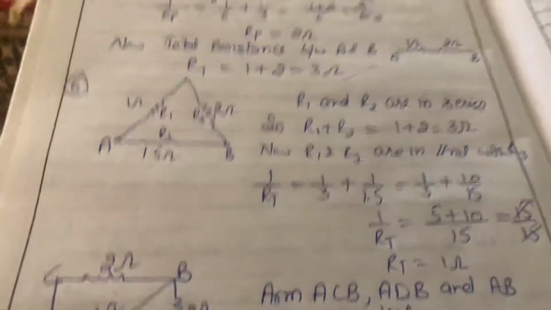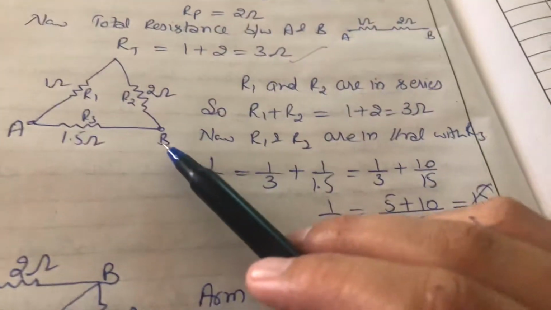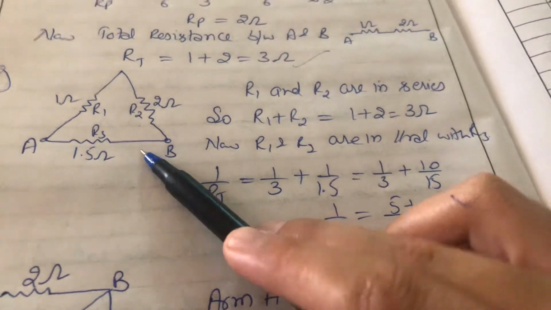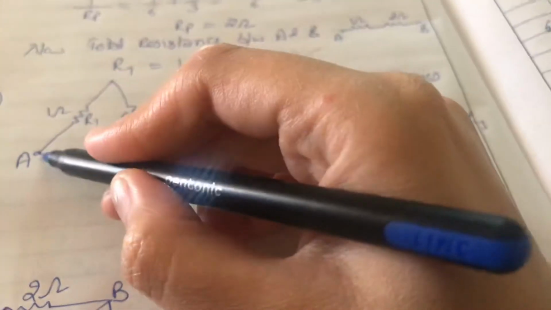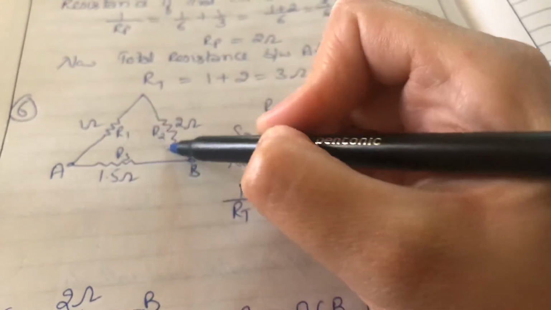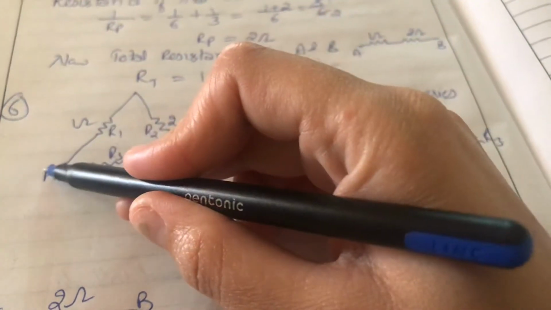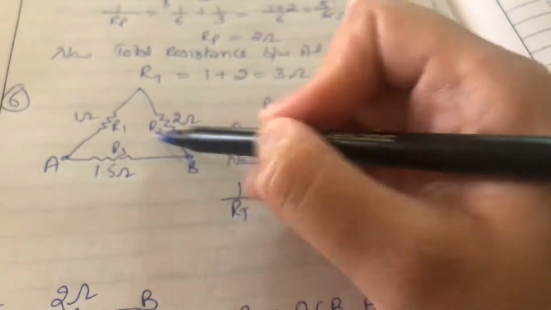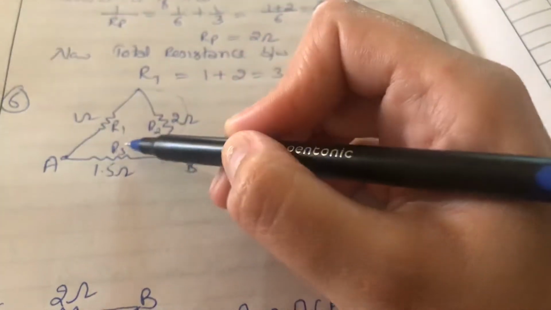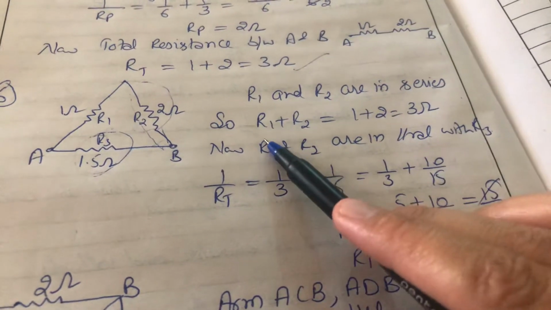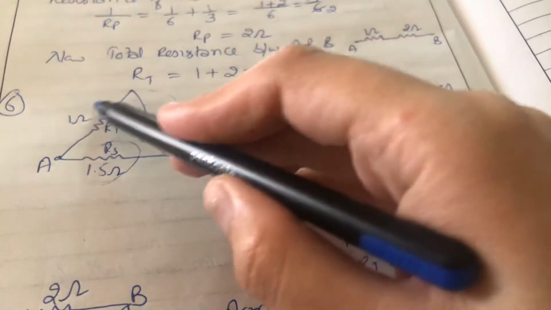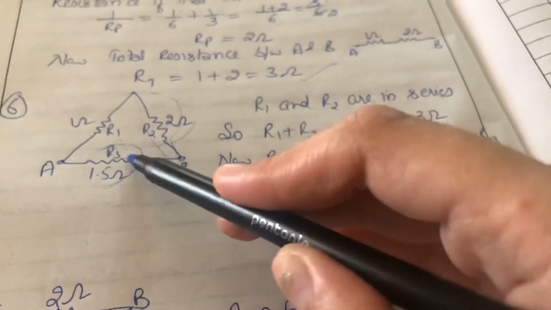Okay. The next one is, you are given with the system and you have to find the resistance between A and B. So, obviously, we have to find between A and B. So, these two resistors are in series and the total resistance of these two resistances is in parallel with this one. Okay. So, R1 and R2 are in series. So, simply 3 ohm. So, this system will be 3 ohm which is parallel with this one.